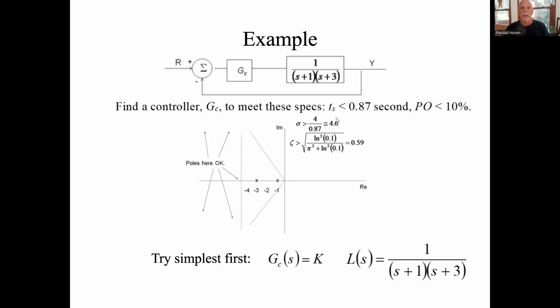But if you did that, the settling time spec says you need the poles to be to the left of this vertical line. And the peak overshoot spec says it needs to be left of these slanted lines. So over here to the left is okay as long as you're underneath these 2 slanted lines. So let's try first the simplest thing, which is just pure gain K.